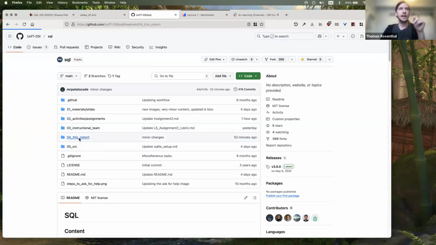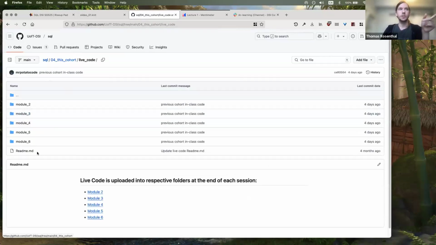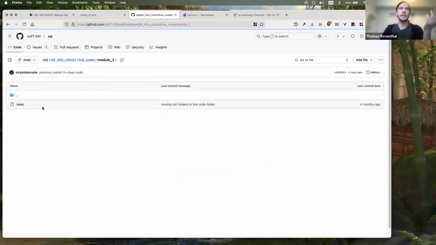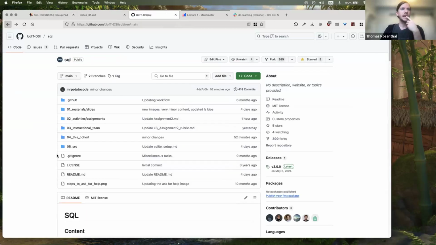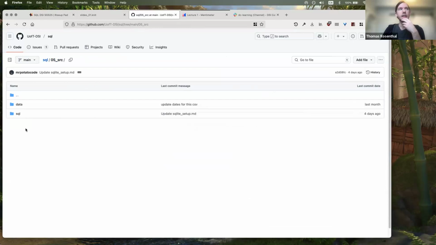In this cohort, we'll also have our live code. So we'll populate 2 through 5. I'll put some stuff in 6 too that we won't go through together, but in case you do really want to know about normal forms, they're in the 6th deck. And I'll put some code that's related with that. Each of those folders is currently empty, but you'll find some .SQL files as we go along. And finally, in 05 SRC, you'll find our SQL database. It's called the farmersmarket.db. I'll go over how to open it up together, but now you have some familiarization with the GitHub repo.